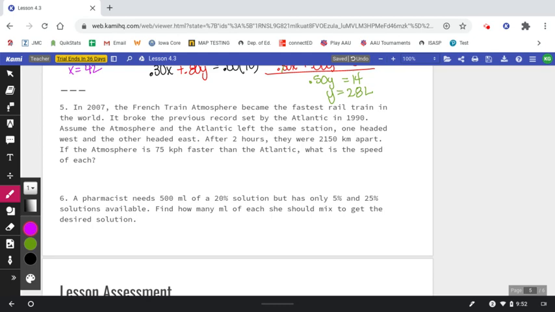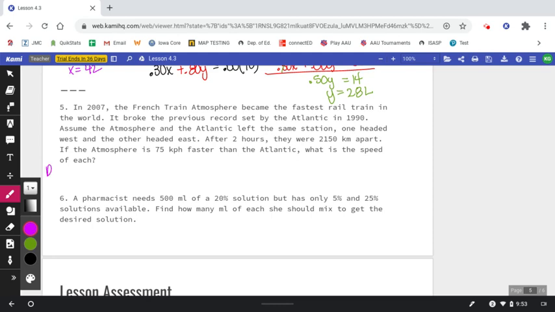In 2007, the French train Atmosphere became the fastest rail train in the world. It broke the previous record set by the Atlantic in 1990. Soon the Atmosphere and the Atlantic left the same station, one headed west and the other headed east. After 2 hours, they were a total of 2150 kilometers apart. If the Atmosphere is 75 kilometers faster than the Atlantic, what is the speed of each?